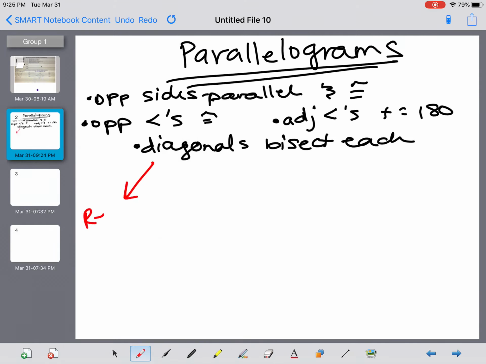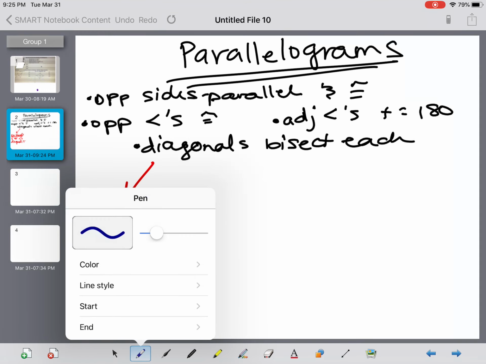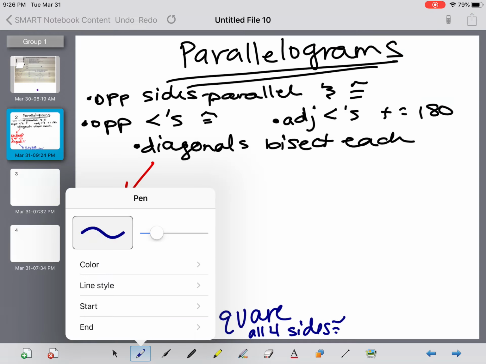Then from parallelograms, we talked about rectangles and squares. We remember that a rectangle is a special type of parallelogram where it has 4 right angles, 90 degrees, and that the diagonals are congruent to each other. That was the only change from a parallelogram to a rectangle. And then we talked about how a square is a special type of rectangle where all 4 sides are congruent.